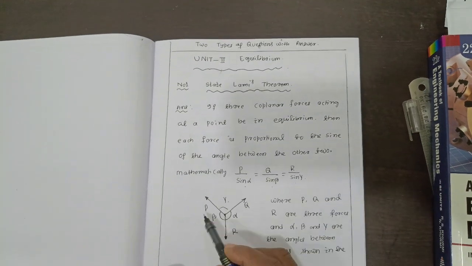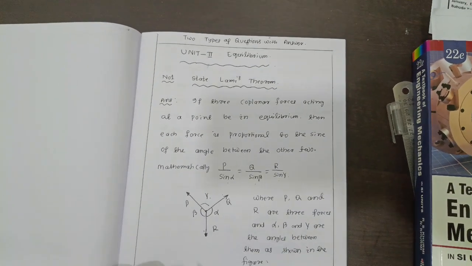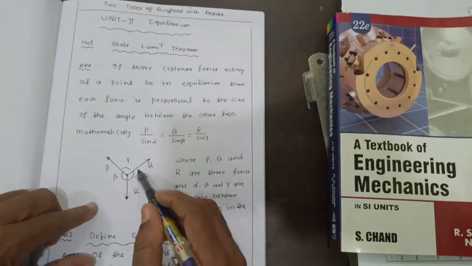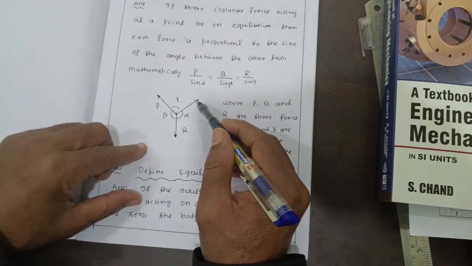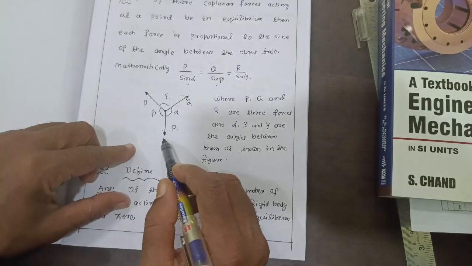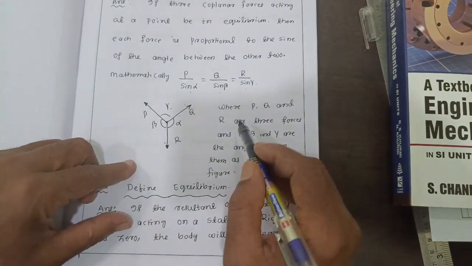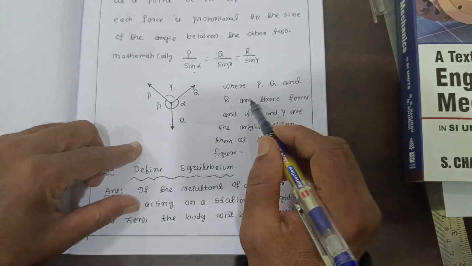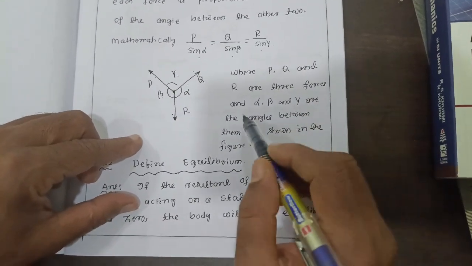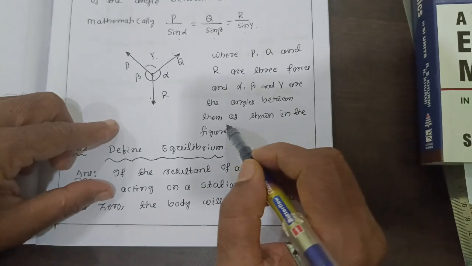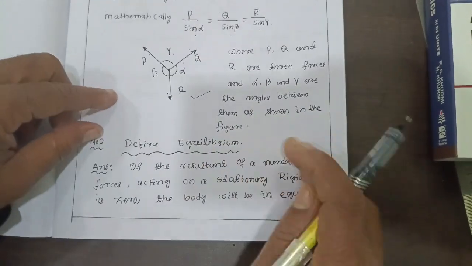In this figure, P, Q and R are three forces. The opposite angle of P is alpha, the opposite angle of Q is beta, and the angle opposite force R is gamma. Here P, Q and R are three forces, and alpha, beta and gamma are the angles between them as shown in this figure.